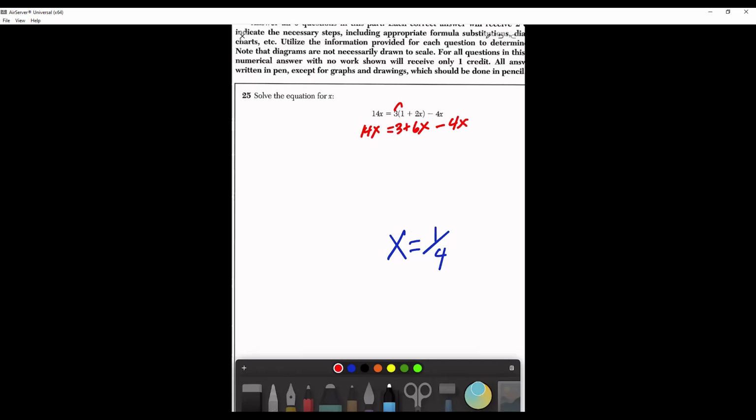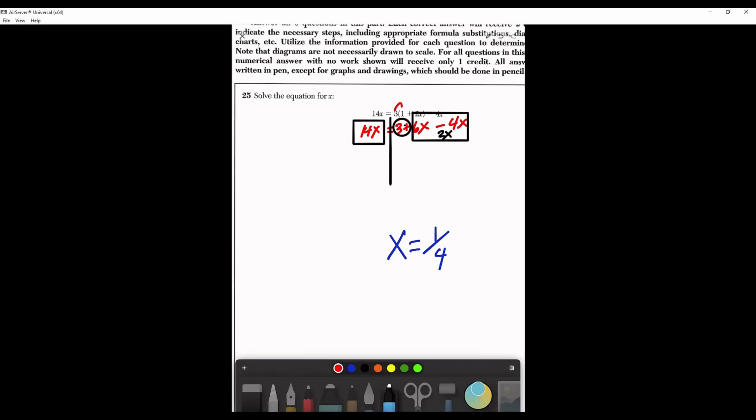Now I'm going to use boxes and circles because this is kind of what I teach my students. And this goes into a circle. Boxes go with boxes, circles go with circles. 6x minus 4x, we can simplify that. So this is going to be 2x. Now, boxes go with boxes, circles go with circles.